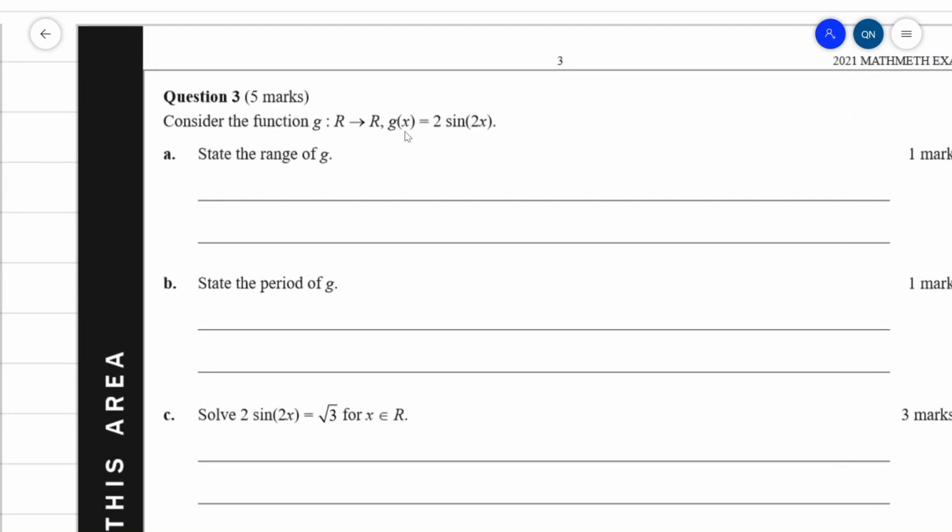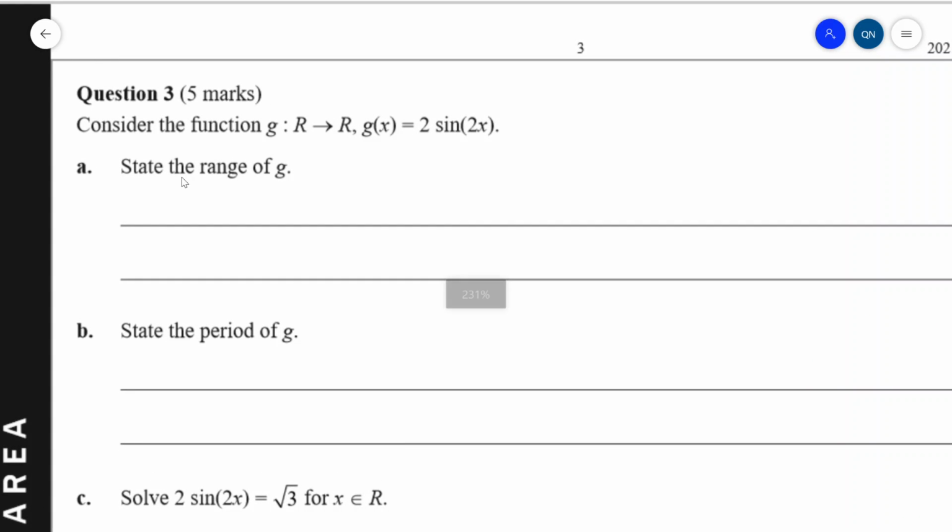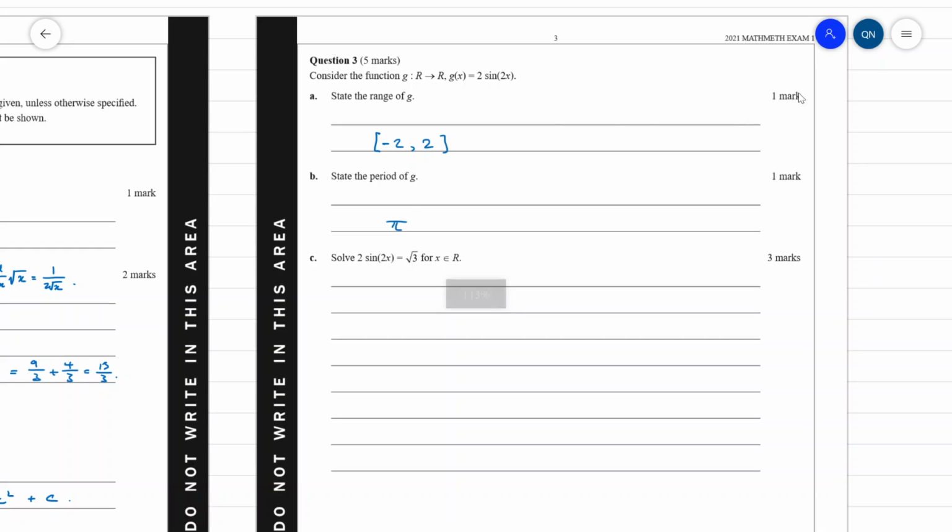Question 3. We are taking a look at 2 sine of 2x. State the range of g. Nice and simple. The mean position is 0 because there's no vertical translation. So you just take the standard range of the sine, which is -1 to 1, multiply it by the amplitude, so it becomes -2 to 2. State the period of g. Nice and simple once again. You just take 2 pi divided by the coefficient of x on the inside there. So what's 2 pi divided by 2? It's just pi. So I think those would be 2 marks altogether.